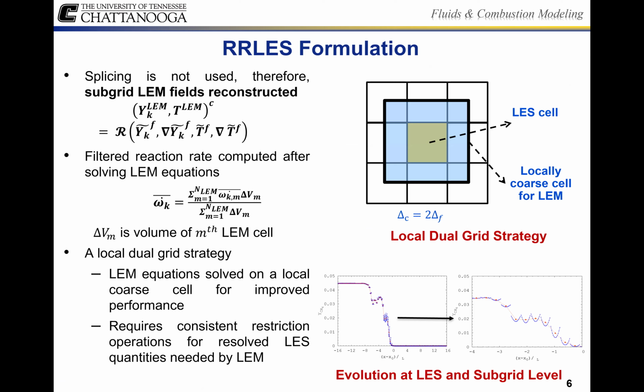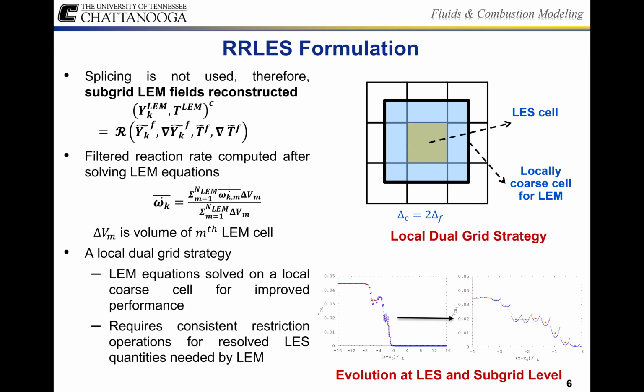So the key differences between RRLES and LEMLES are observable primarily as the replacement of step 2 in LEMLES, which is the filtering of the species mass fractions, by the estimation of S sub k from RRLES. The reconstruction of the subgrid field is the key issue in RRLES.